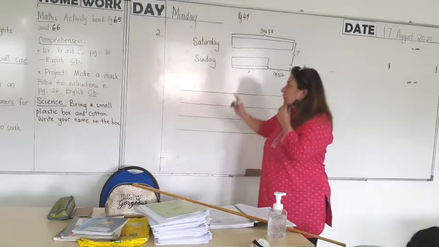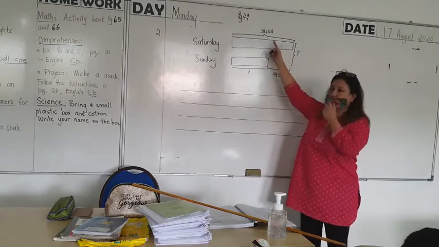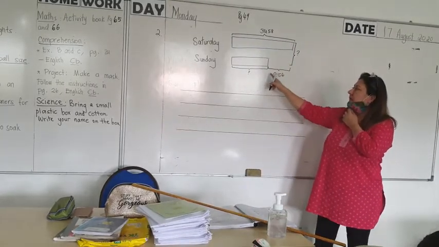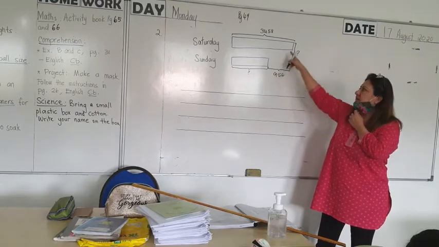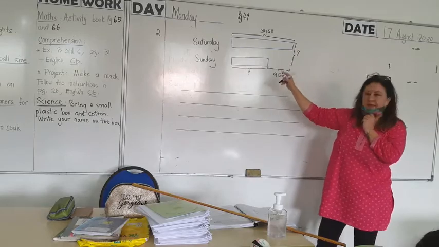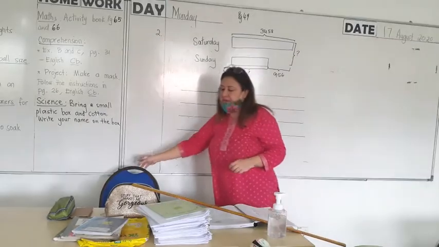Yes. So, Saturday we had 3,458 visitors. Sunday we don't know how many. Difference between Saturday and Sunday is 956. Total we don't know how many. So there are 4 steps.